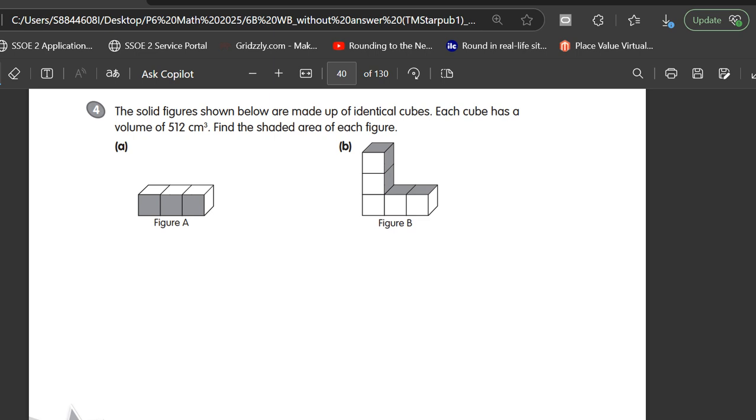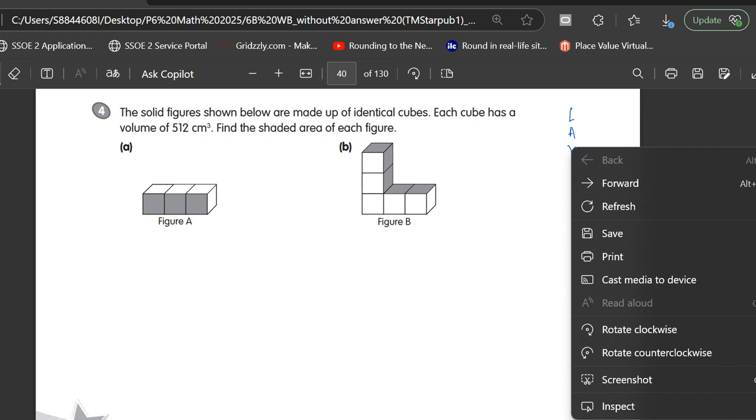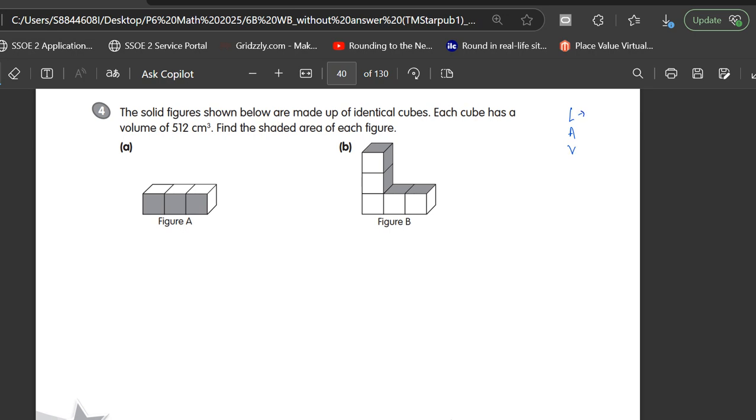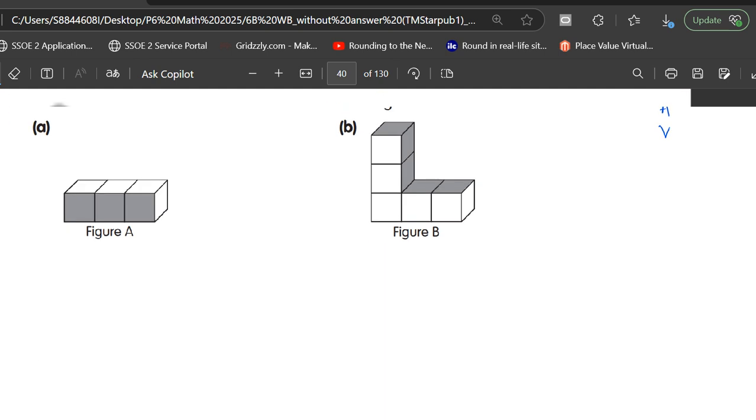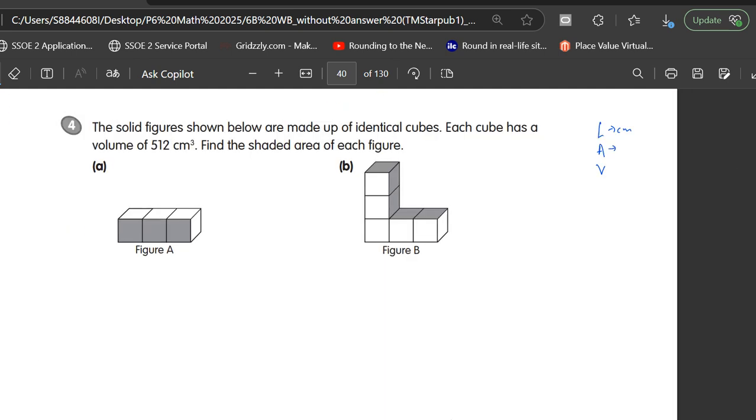So we do a quick recap. We have learned different things. We have learned length, area, volume, and we know that the units are in things like centimeter. Area is square centimeter or cm squared, and then volume is cm cubed or cubic centimeters. So these are the ideas.